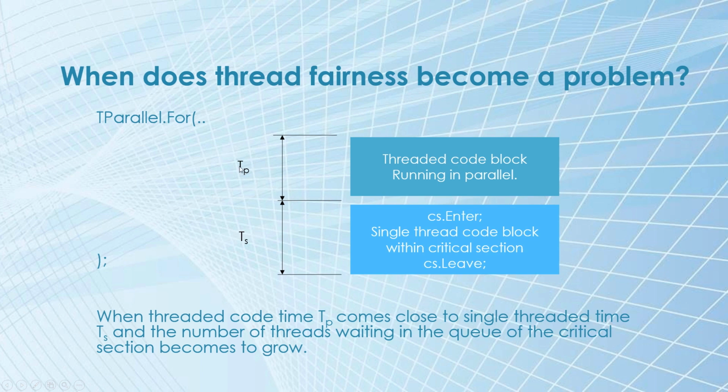When the time which is spent by threads inside of the threaded code block comes to be close to the time spent inside of the critical section block, the number of threads waiting in the queue of the critical section because of this starts to grow. This is when thread fairness becomes a problem, because the queue, or the number of threads waiting inside of the cs.Enter line, becomes much more than 0.